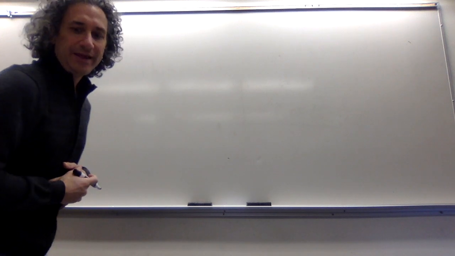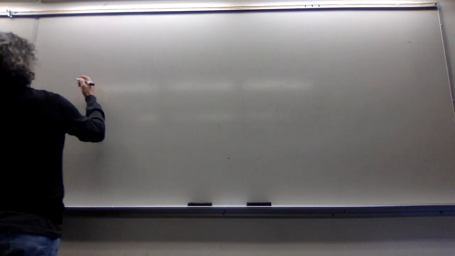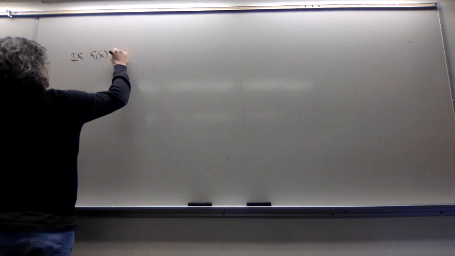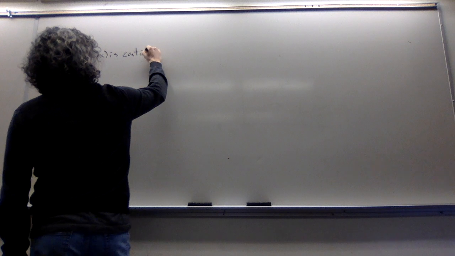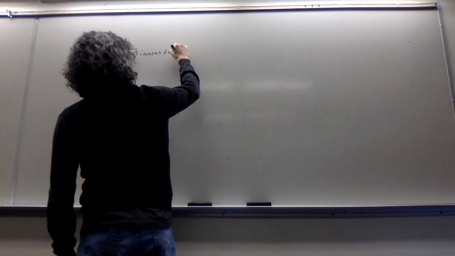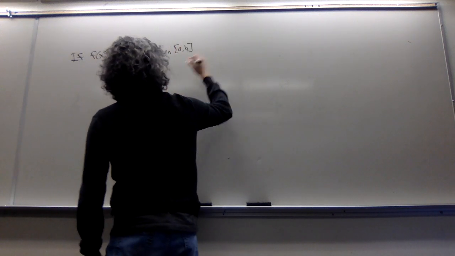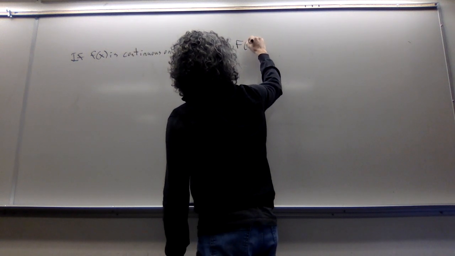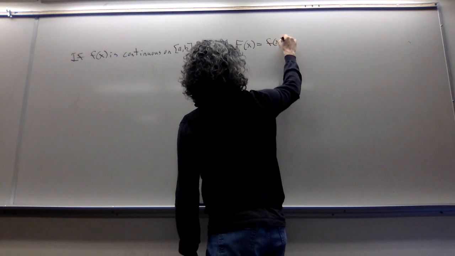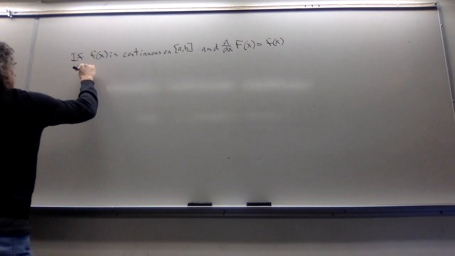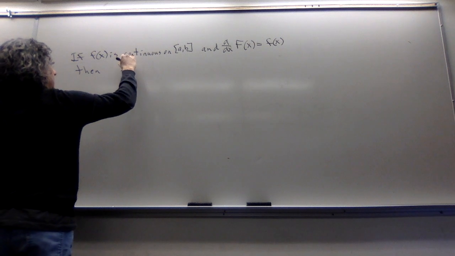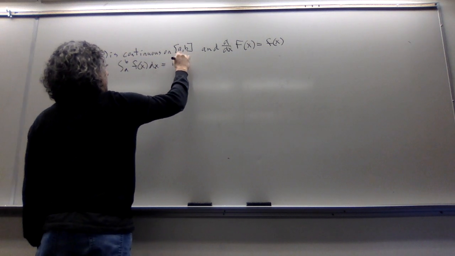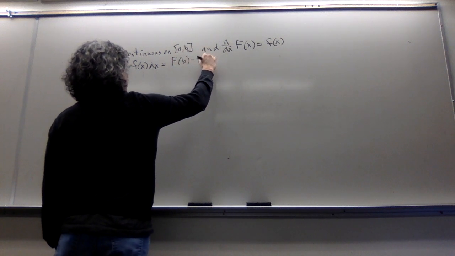All right, well, the first fundamental theorem of calculus said that if f of x is continuous on the interval a to b, and the derivative of big F of x is equal to little f of x, then the integral from a to b of f of x dx is equal to big F of b minus big F of a.